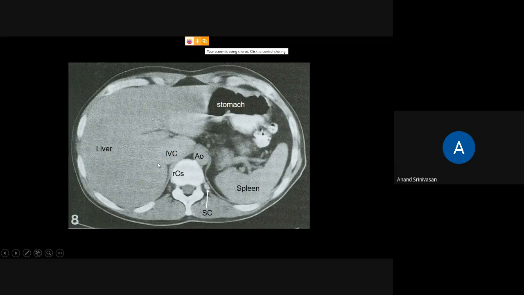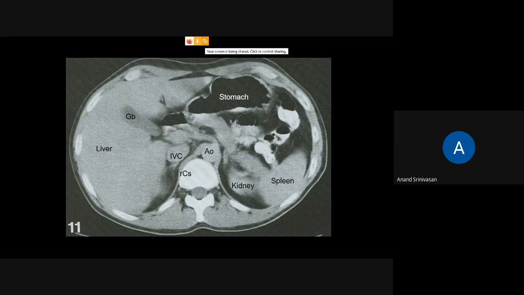Here this is the IVC, meaning inferior vena cava, the aorta, the right crest of the diaphragm, and here you can see the spleen. What is this SC? Any idea? It's the sympathetic chain.